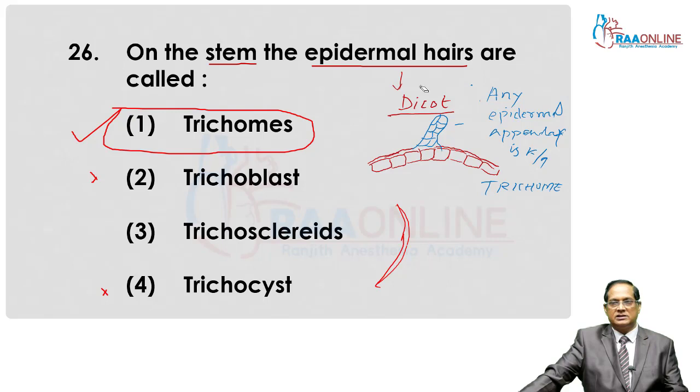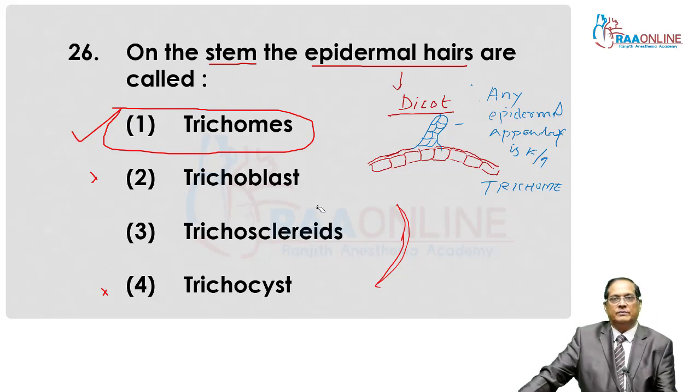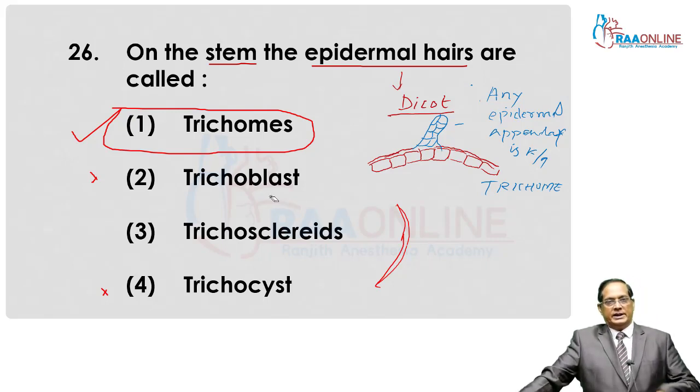Epidermal hairs are appendages. They are not the outgrowth of epidermal cell as in root hair. Root hair is actually an outgrowth of epidermal cell. It is not an appendage.